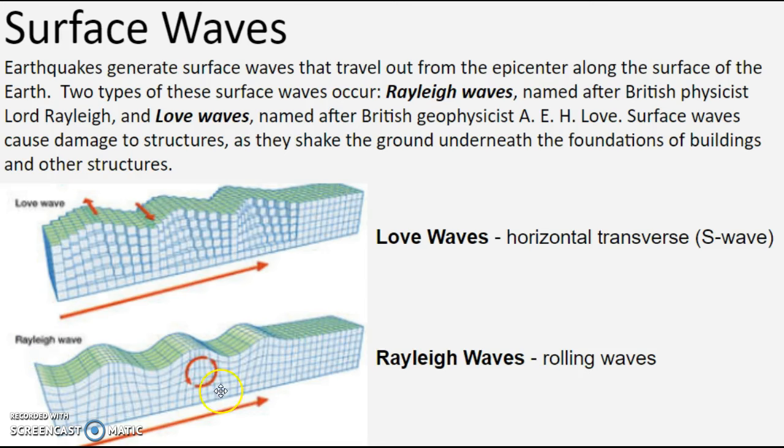Then I have Rayleigh waves, and these are rolling waves. And if you notice, as the wave is traveling from left to right, it has this rolling action. They're pretty interesting to see when you look at the dynamics of it. These types of waves, your Love and Rayleigh waves, are characteristic of really destructive waves that we find on the Earth's surface.